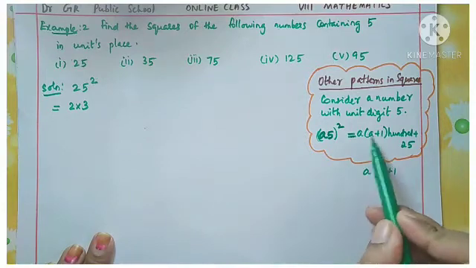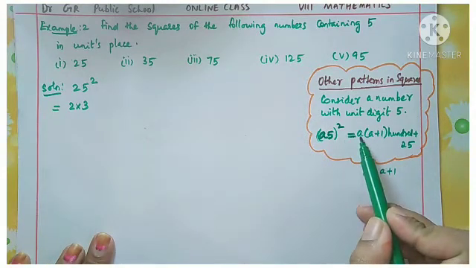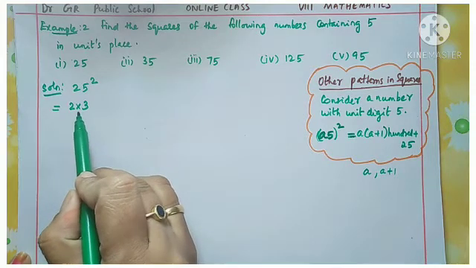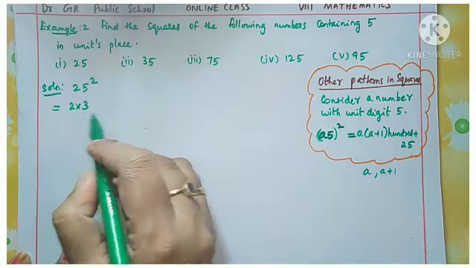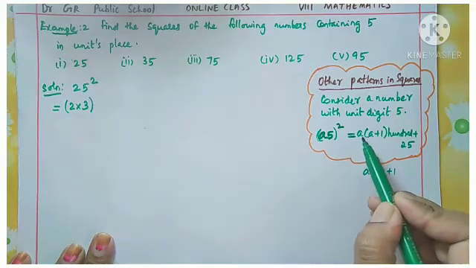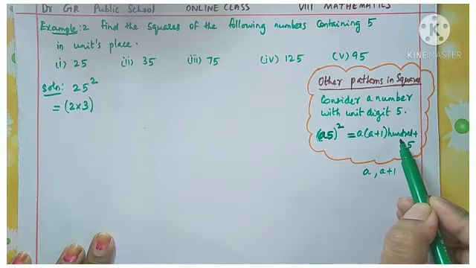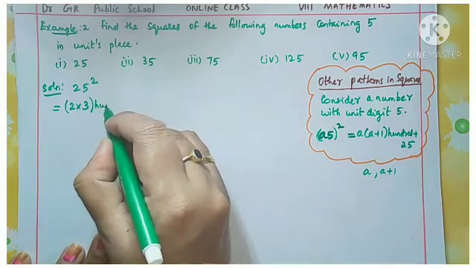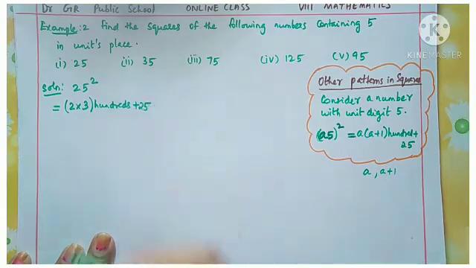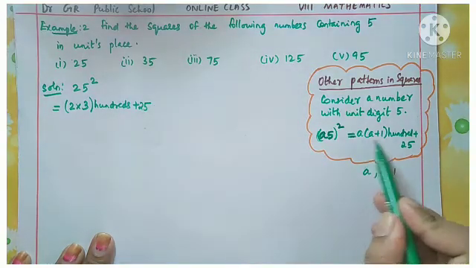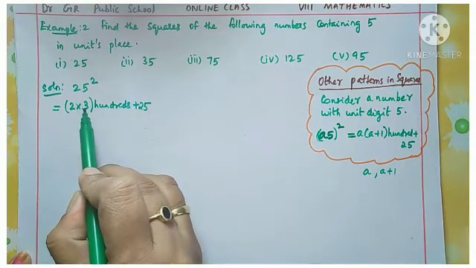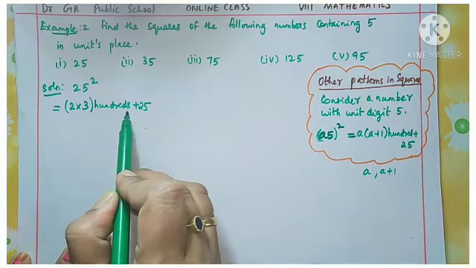So A into A plus 1. In the place of A, here 2 is there. So 2's next number is 3. 2 into 3. Okay, A into A plus 1, then hundreds. So you want to write hundreds, then that is added to 25. Okay, so this is the formula: that number into next number, hundreds, plus 25.